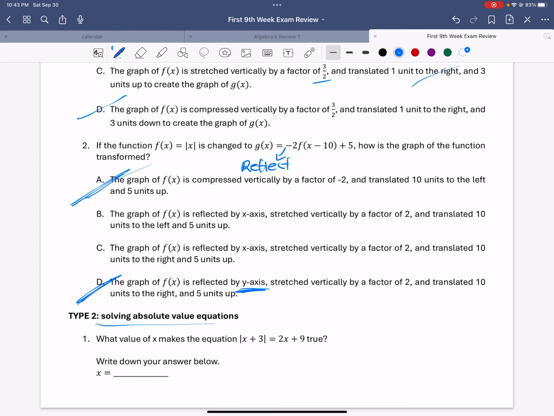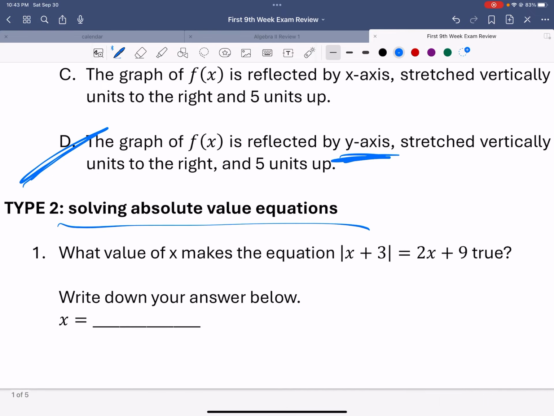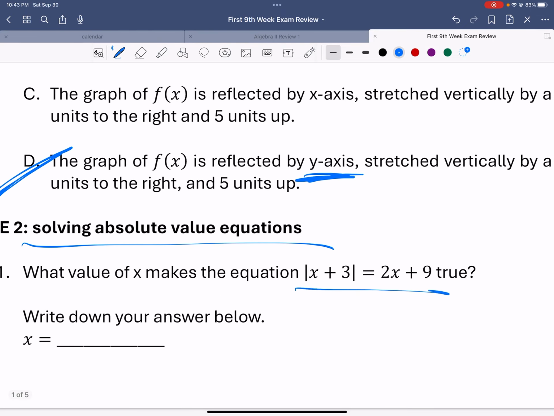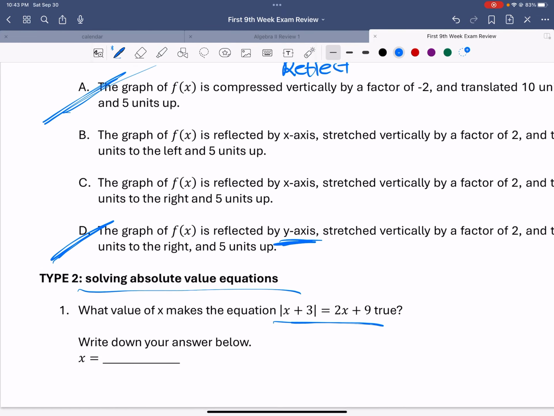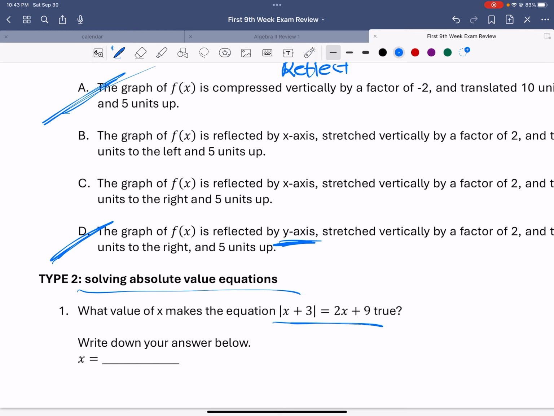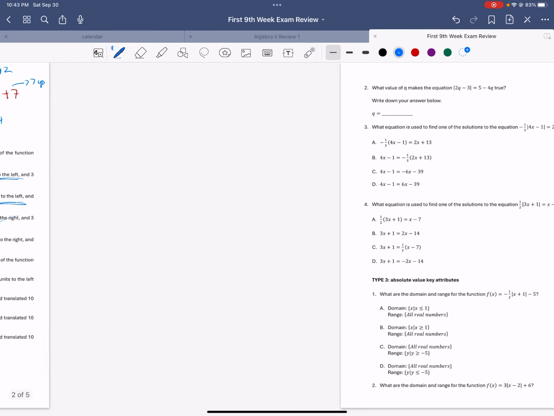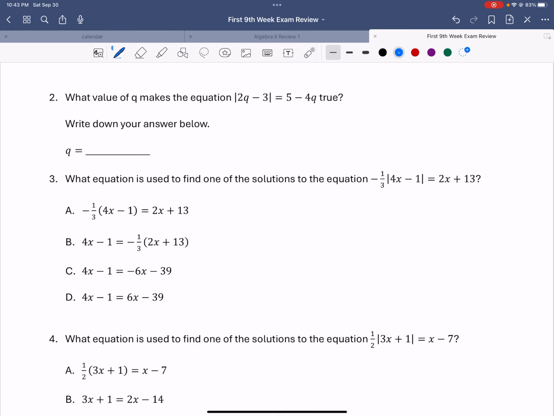Now, type 2, solving quadratic absolute value equation. We got this one. I think I showed you how to do this one by hand in class. But if you don't know how to do it, just use calculator, menu, 3, 1. That will give you the answer. Just don't forget to put comma x at the end. Same thing for question number 2. Make sure you put comma x at the end.